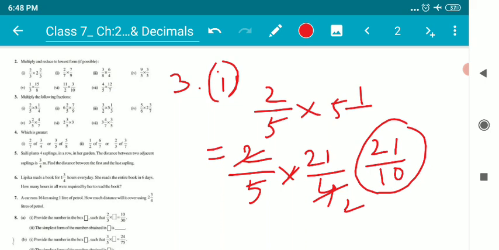So children, these are questions 2, 3, 4, 5, 6 and 7. I want you to practice on your own. If you get any difficulties to solve, please feel free to speak to me.